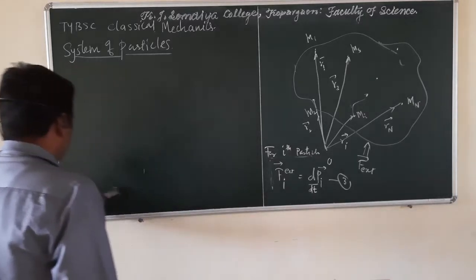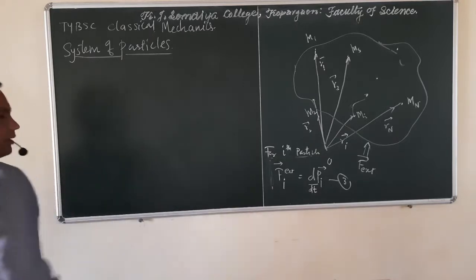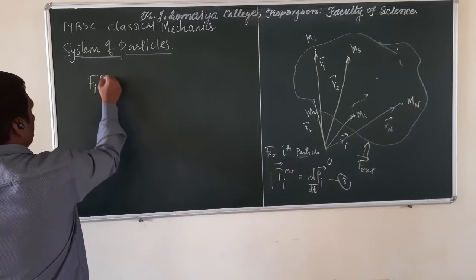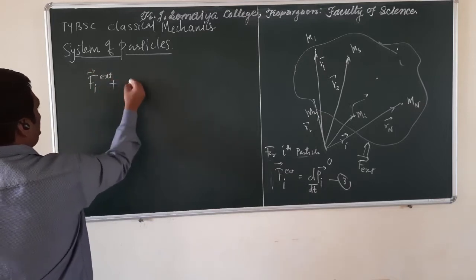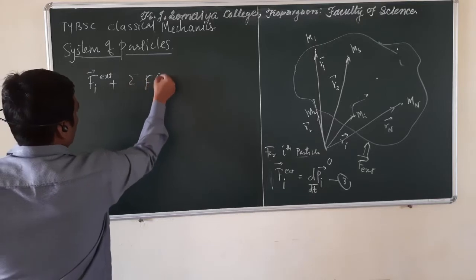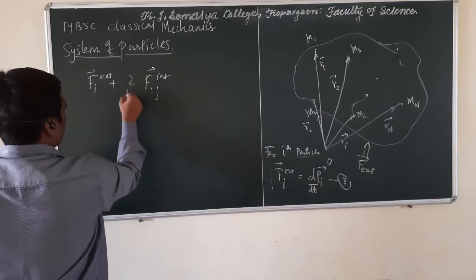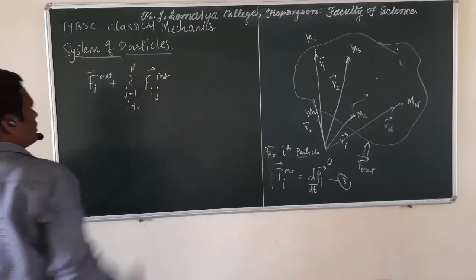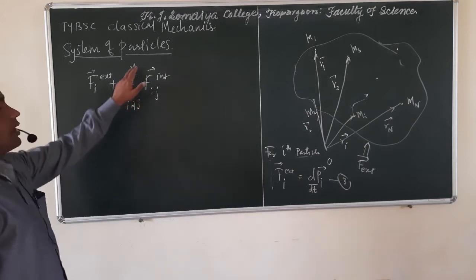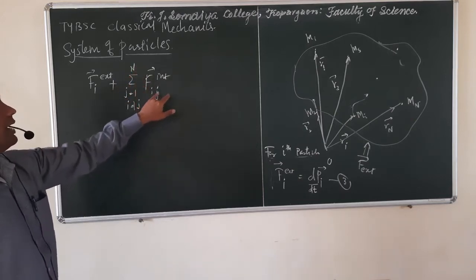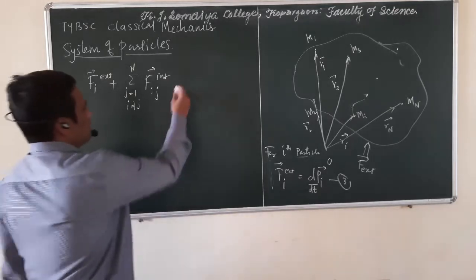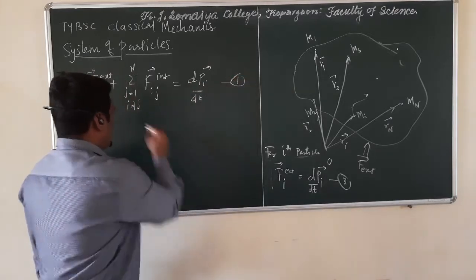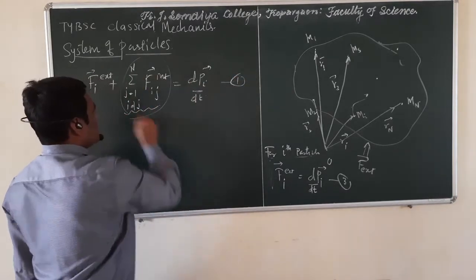So if you say force on the ith particle, by applying Newton's second law, what is that force? External force, its component, plus we have internal force, and the nature of that internal force is like this: summation over j running from 1 to capital N, i is not equal to j, Fij internal. On the right hand side we have dpi by dt.